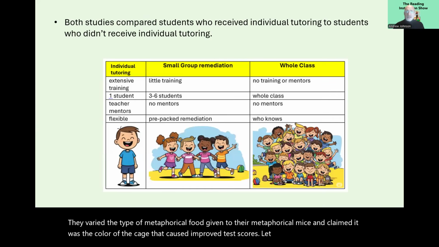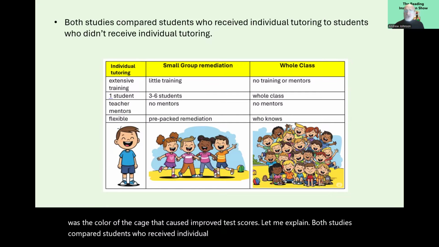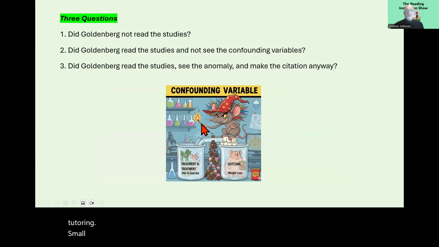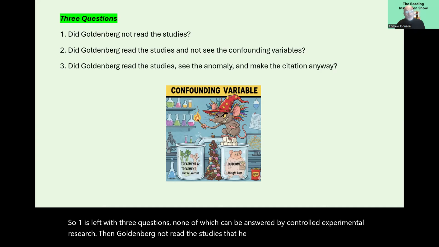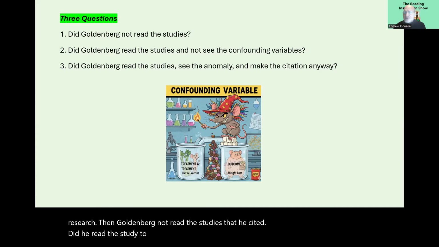Let me explain. Both studies compared students who received individual tutoring to students who didn't receive individual tutoring. Small group, whole class. So one is left with 3 questions, none of which can be answered by controlled experimental research. Did Goldenberg not read the studies that he cited? Did he read the studies and not see the confounding variables? Or did he read the studies, see the anomaly, and make the citations anyway?